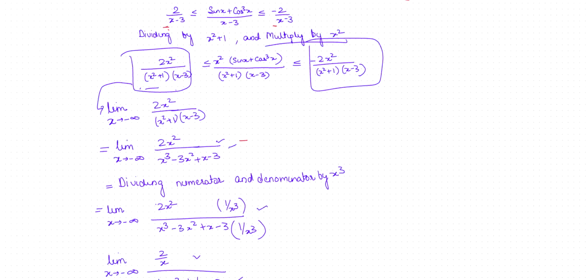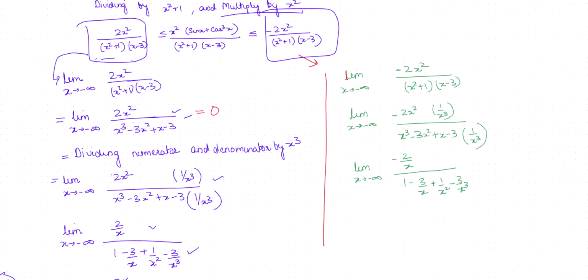Okay, now let's find the limit for this. As we did in a similar way here, the highest power of the denominator is x cubed. If we directly put negative infinity here, it will give us infinity over infinity, which is indeterminate. So we divided numerator and denominator both by the highest power of the denominator, that is x cubed.